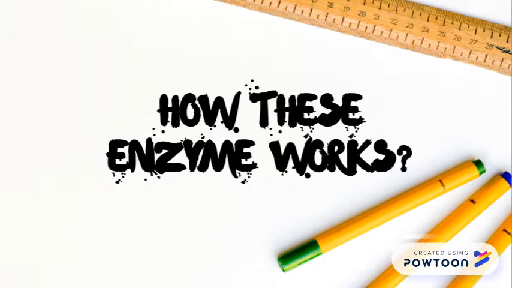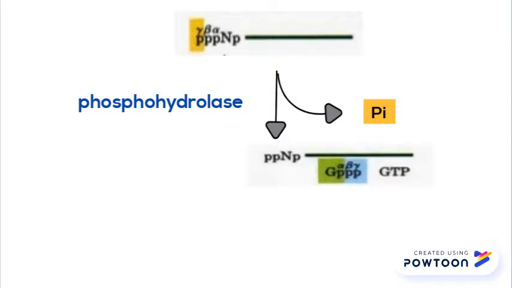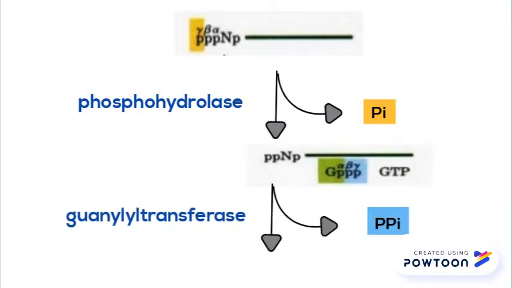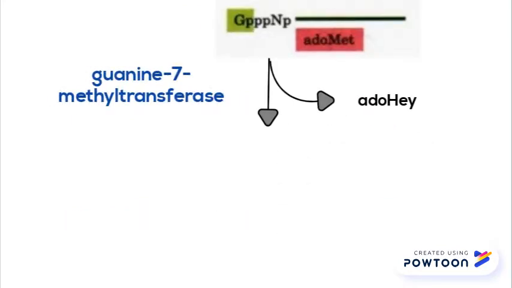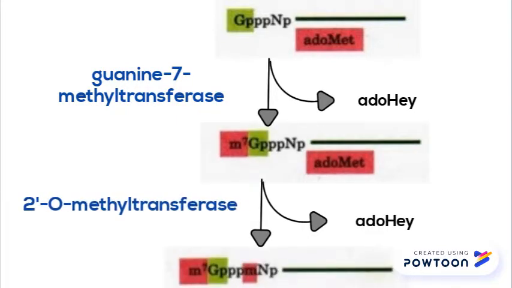How do these enzymes work? First, the gamma-phosphate at the 5' end of the pre-mRNA is removed by phosphohydrolase. Then, a 5'-5'-linked guanylate residue is added to the 5' end by guanylyl transferase. Then, through the association of the capping enzyme with RNA polymerase II via the phosphorylated CTD, a methyl group is added to N7 of the 5' guanylate and to the 2' hydroxy groups of the nucleotides in the primary transcript. The 5' end now has a cap.